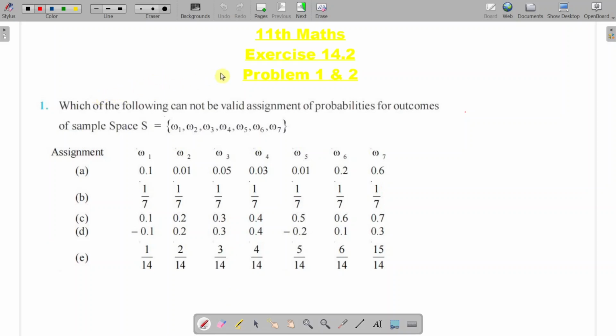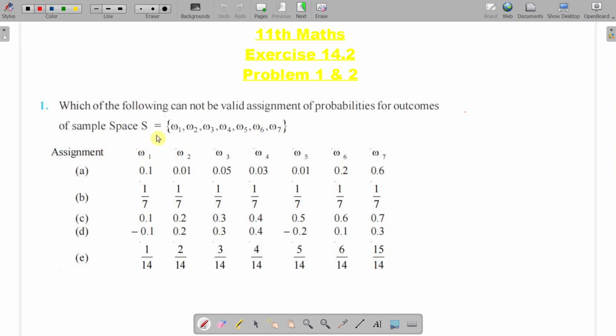In this video we will solve problem 1 and 2 of exercise 14.2 in 11th class maths. The first problem is, which of the following cannot be valid assignment of probabilities for outcomes of sample space S equal to the set omega 1, omega 2, omega 3, omega 4, omega 5, omega 6, omega 7. Assignment is given as this.